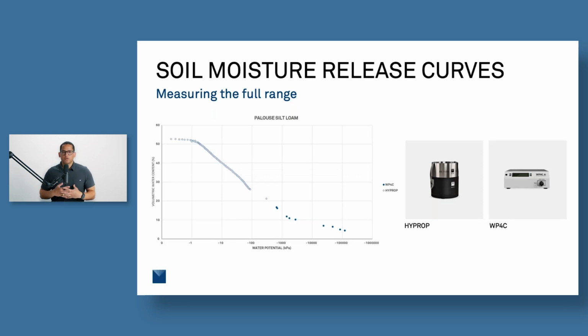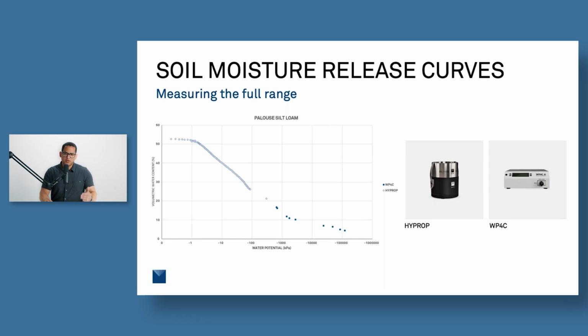One of the primary goals in the lab is to measure the full range of the soil moisture release curve, like you can see below. We're trying to measure the full range of the soil moisture release curve on this Palouse silt loam. What's nice is with these newer tools, we can pretty well cover that range with the two instruments that you see here on the right, the HYPROP and the WP4C. We get a nice, good covering of that soil moisture release curve.